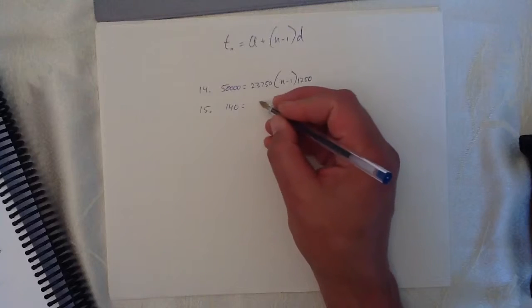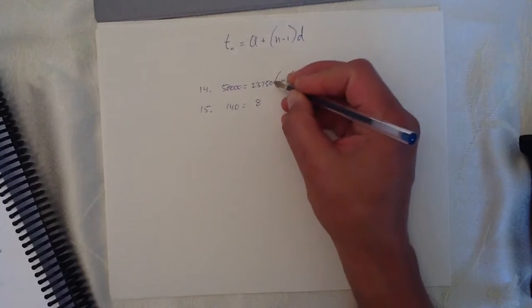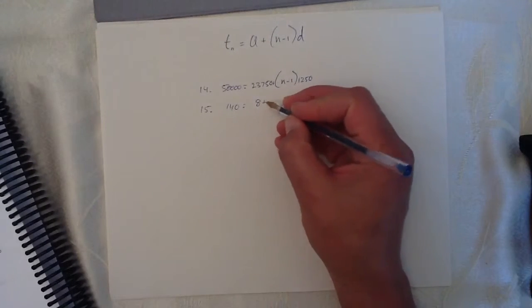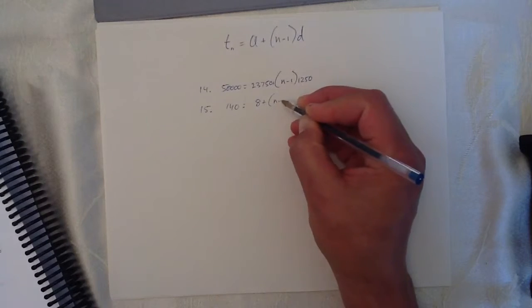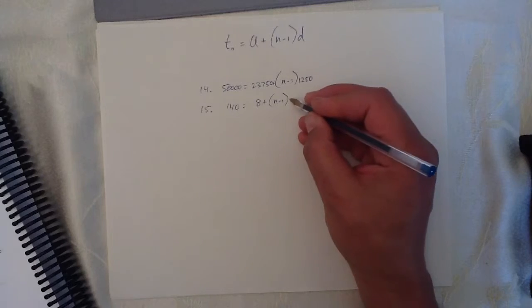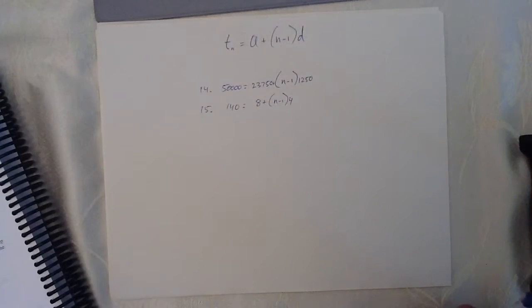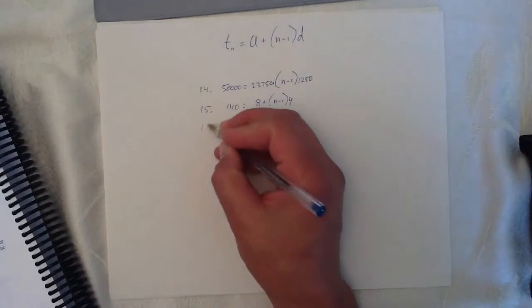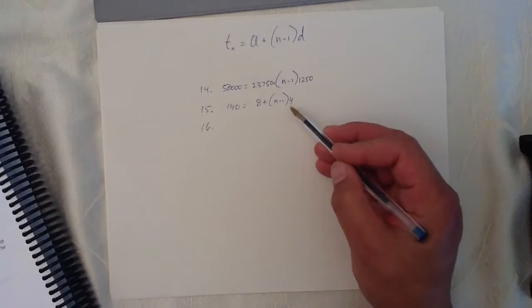The first row has 8. Oops, that's a plus up there. Plus n minus 1 times 4. Solve for n. 16. And I know that that's grade 8 math skills, but you should still do it.